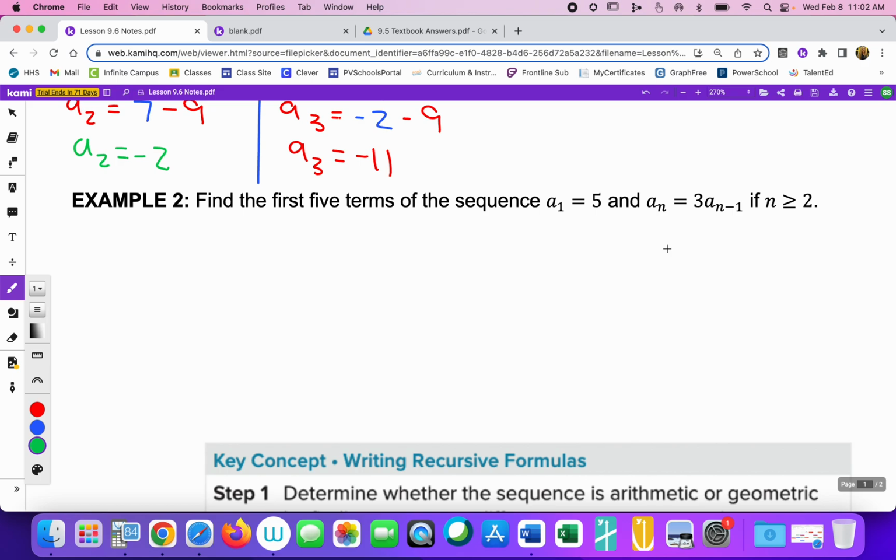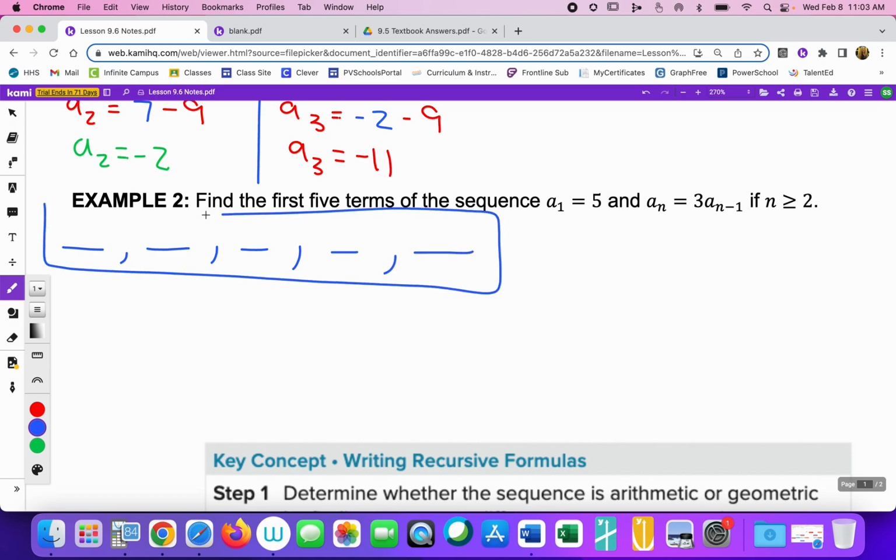So we're finding again, first 5 terms. So this will be our answer up here. Your first term is 5. So you'll always have that information. Now we have a different type of formula. Again, this is recursive because you're finding the next term using the previous. Okay. Now again, this is just telling you where to start. So start with the second term, then go to the third, and move on.